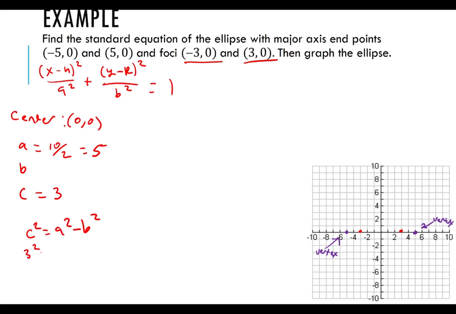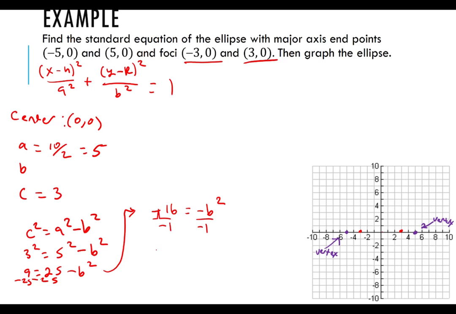So 3 squared is equal to 5 squared minus b squared. That's 9 is equal to 25 minus b squared. Subtract 25 from both sides, and that gives me negative 16 is equal to negative b squared. Divide by negative 1, and I get that 16 is equal to b squared. Take the square root of both sides, and I get that 4 is equal to b. And so now I know that b is equal to 4.